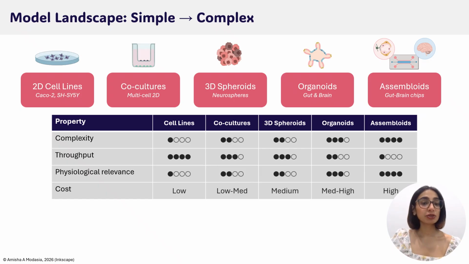And this slide gives you the big picture. We have 5 major categories of models arranged here from the simplest on the left to the most complex on the right. So you have 2D cell lines, cell cultures, 3D spheroids, organoids, and assembloids or organ-on-a-chip systems. The table at the bottom captures the key trade-offs. As you move left to right, physiological relevance increases, but so does cost, and throughput drops sharply.